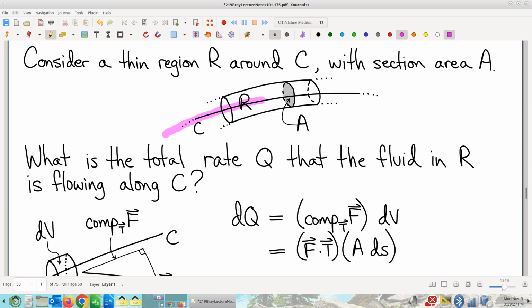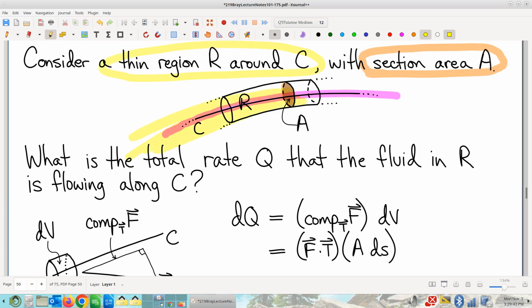Suppose we have a curve, and I'm going to imagine that we look at a cross-section of area like that, and that we consider the corresponding little thin region around the curve created by that cross-sectional area. So it's almost like a little tube. It's not actually a confined tube, but it's in the shape of a sort of bent rod, maybe.